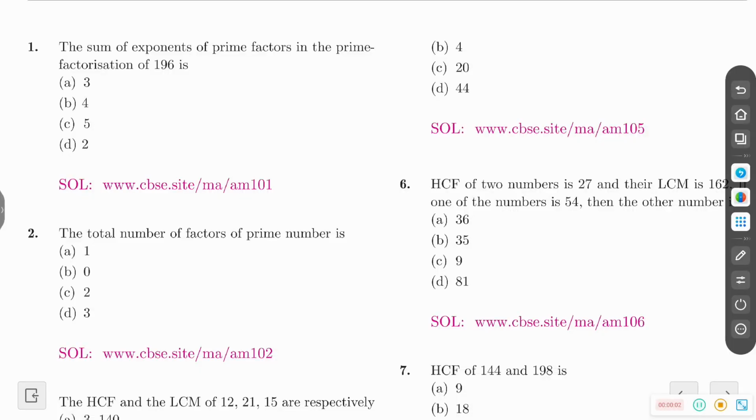Hello students, let's see today some important multiple choice questions in real numbers. First chapter.